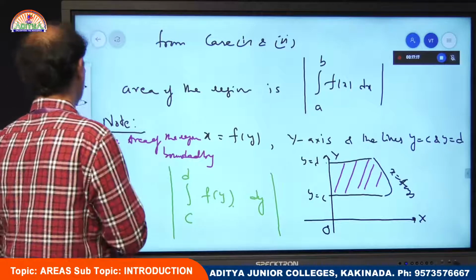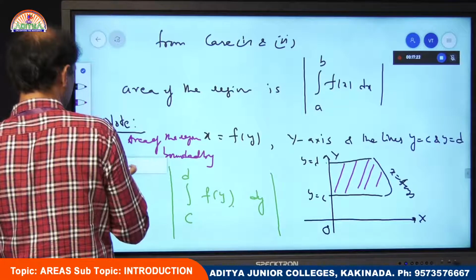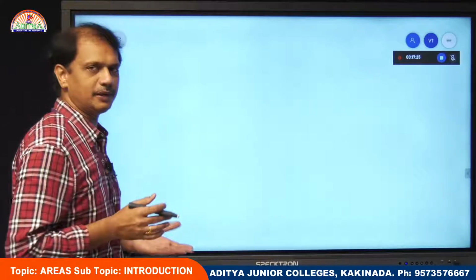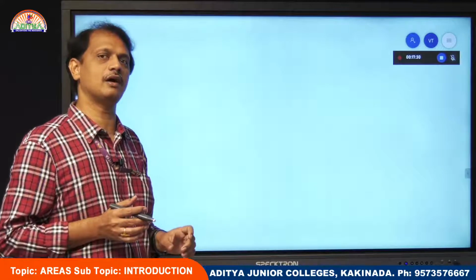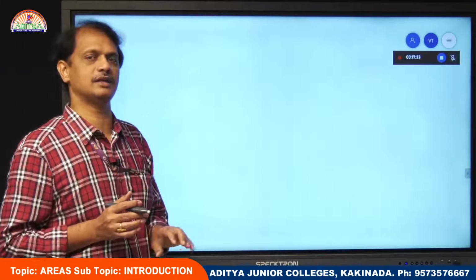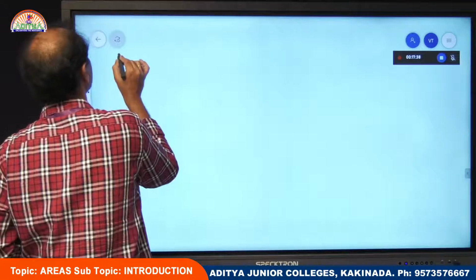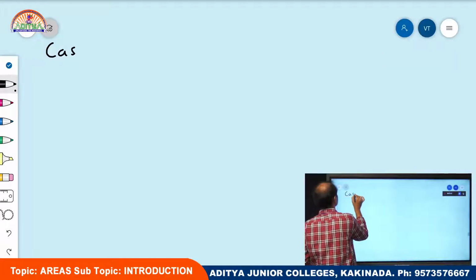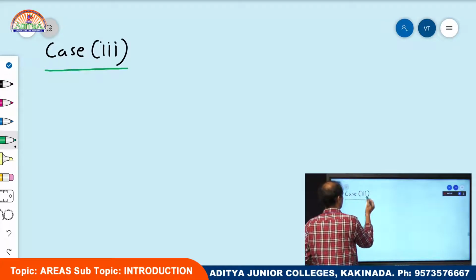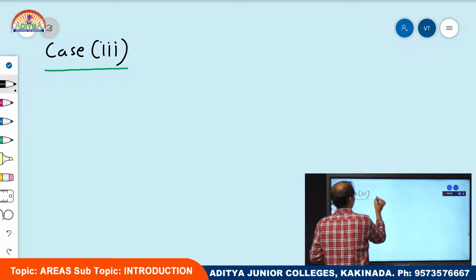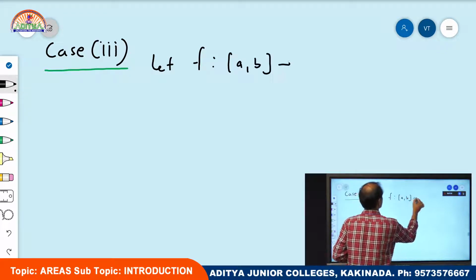Okay. Now coming to the third case. In the first case our graph is completely above the x-axis. In the second case our graph is completely below the x-axis. Sometimes the graph is above the x-axis and below the x-axis, that means partially positive, partially negative. In that case, how can we calculate the area of the region? Whenever I am considering f, it should be a continuous function.